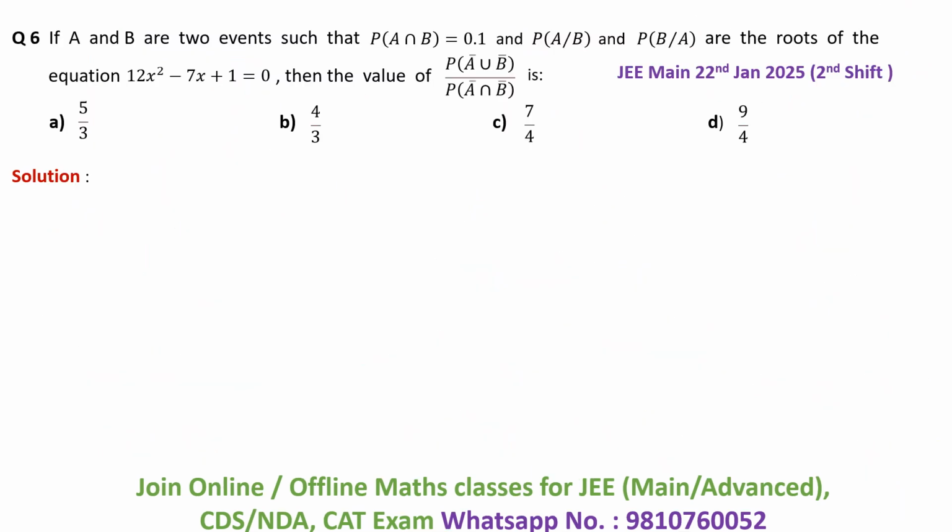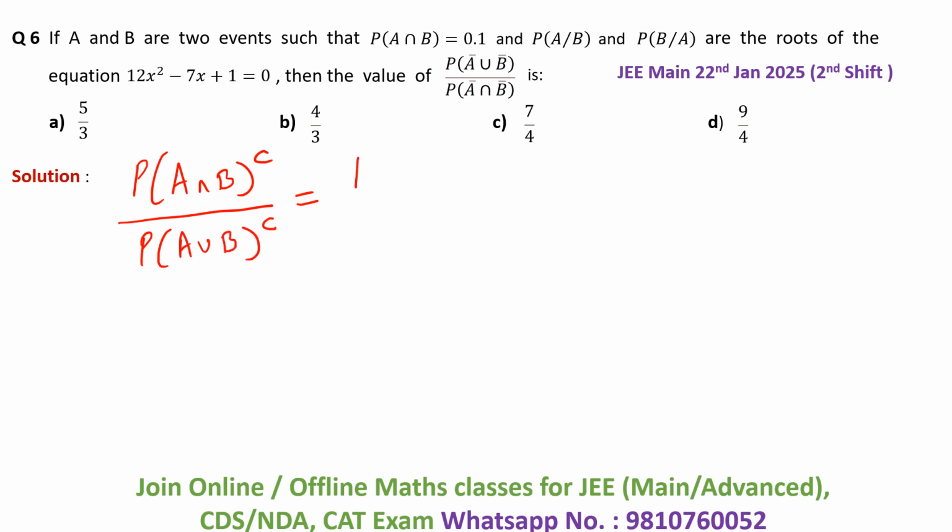Now students, this question is based on the topic of probability. It says if A and B are two events such that P(A intersection B) equal to 0.1 and P(A/B) and P(B/A) are the roots of the equation 12x square minus 7x plus 1 equal to 0, then the value of P(A complement union B complement) divided upon P(A complement intersection B complement) is. Now the expression which we have to find can be written as P(A intersection B) whole complement divided upon P(A union B) whole complement. I have just used De Morgan's law.